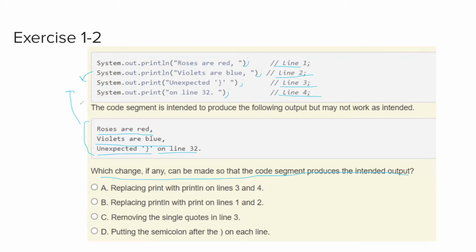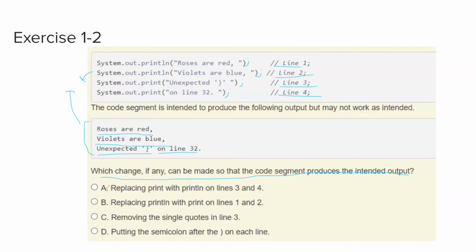So why don't you pause the video and try to solve it on your own. Okay, so we should be able to try and solve it on our own.